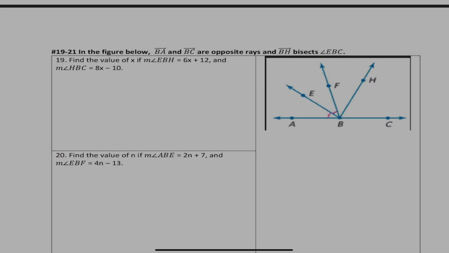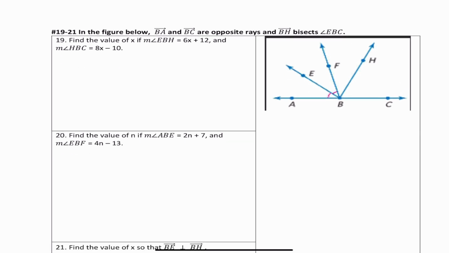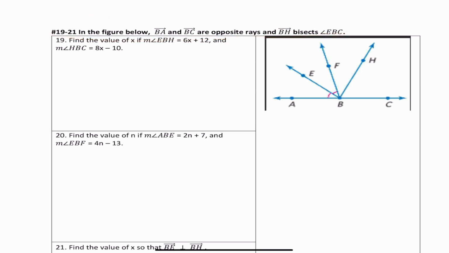Alrighty, this is page 4 of the review. So let's take a look at number 19. In the figure below, ray BA and BC are opposite rays, and ray BH bisects angle EBC. Okay, so the stuff in bold, that's very, very important. Let's go ahead and mark that on our picture here.